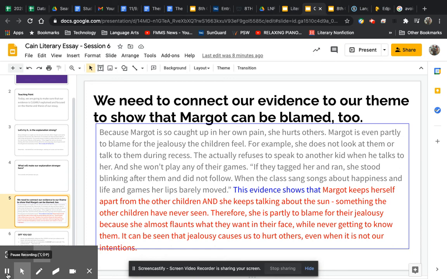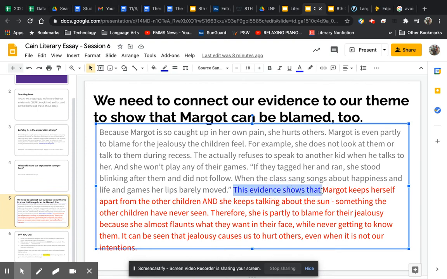Does it tell you why the other kids are jealous of Margot? Yes. Drew just said yes. Does it have strong word choice in it, like the word flaunt? Yes. Does it link it back to the theme? Yes. Okay. What do you notice though? There's one part of this that I can take out that we don't need. What one part, Martasia, can I take out? Yes, thank you.